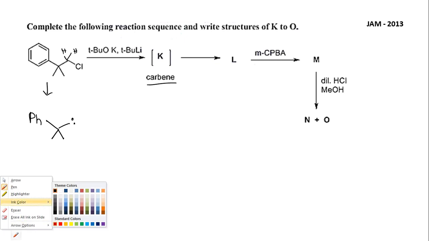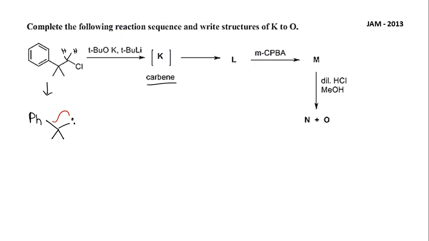Next, this C-C bond will be migrating here. Now if it is migrating, suppose this is 1, this is 2. Now with Ph there will be 2 carbons. So this is 2, this is 1, and on the 2 carbon there is a negative charge, here a positive charge. And you can also write the same structure with a double bond. So this is actually L.